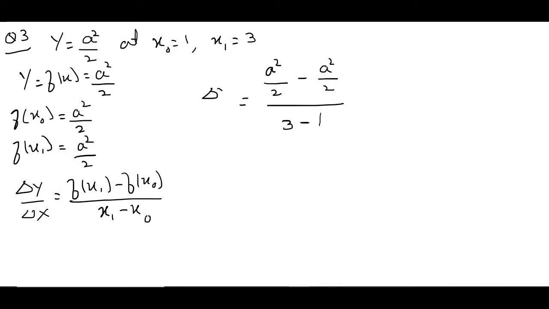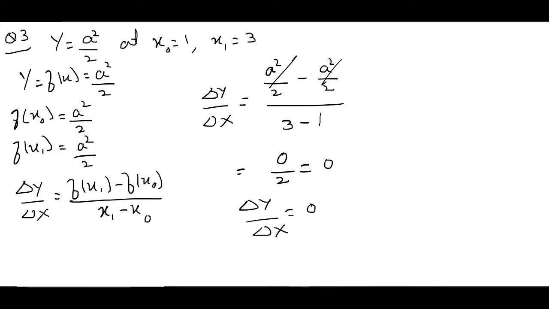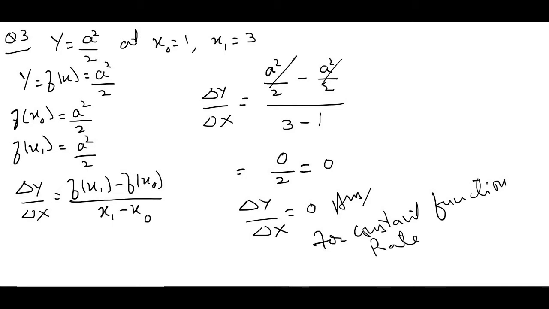So delta y by delta x, this is cancelled, which is 0 over 2 is equal to 0. Delta y by delta x is equal to 0. Answer. Now for a constant function, the rate of change is always 0.